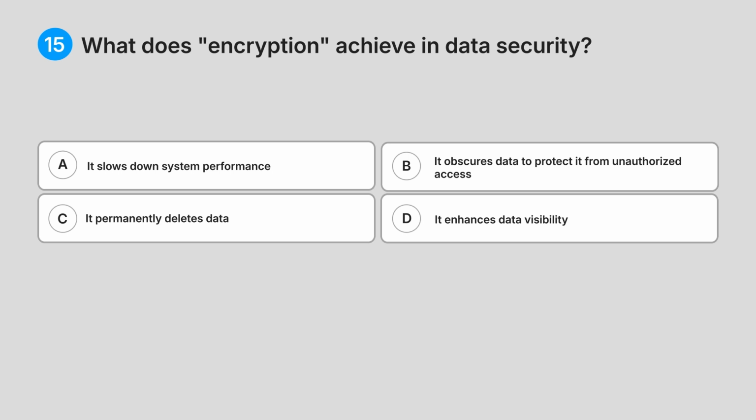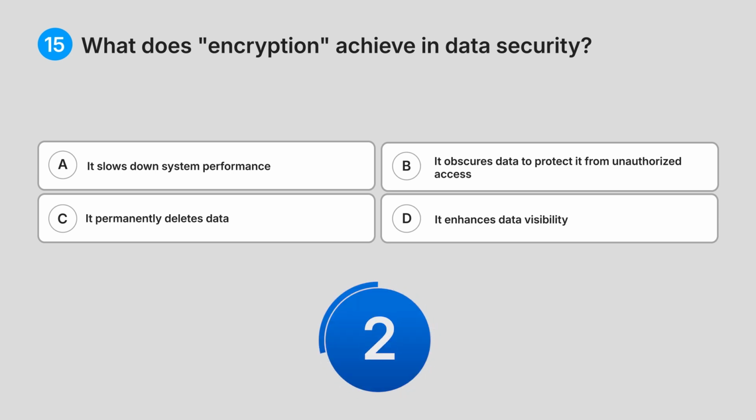A. It slows down system performance. B. It obscures data to protect it from unauthorized access. C. It permanently deletes data. D. It enhances data visibility. Can you guess the answer?